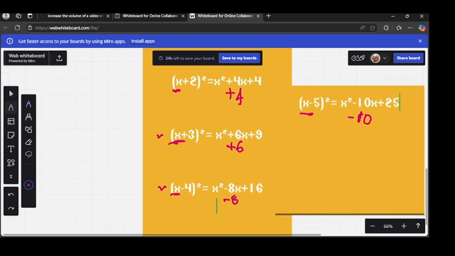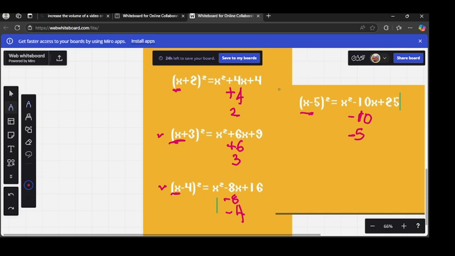Now I want us to do something. I want us to take the half of all of them. So half of plus 4 is 2. Half of plus 6 is 3. Half of minus 8 is minus 4. And half of minus 10 is minus 5.